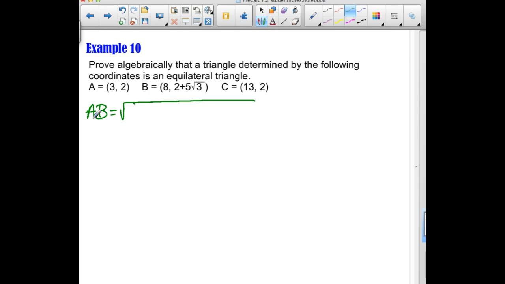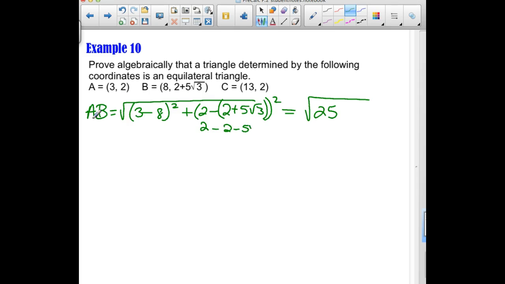We subtract our x's and square them. We subtract our y's and we square that. So in our first term, 3 minus 8 is negative 5 squared would be 25. In our second term, we end up with 2 minus 5 root 3 if we distribute that negative, and the 2 minus 2 is 0. So we really just have negative 5 root 3 squared.